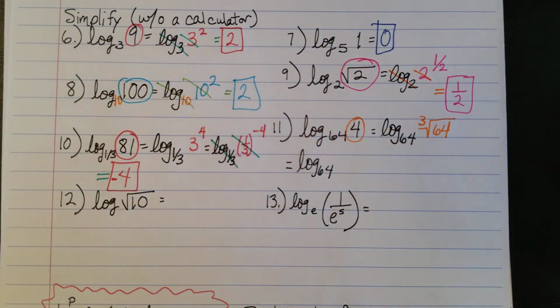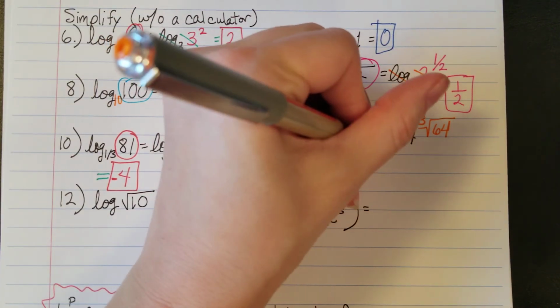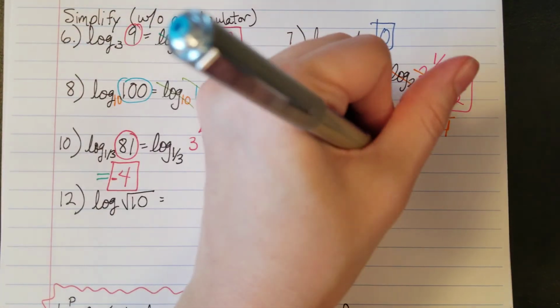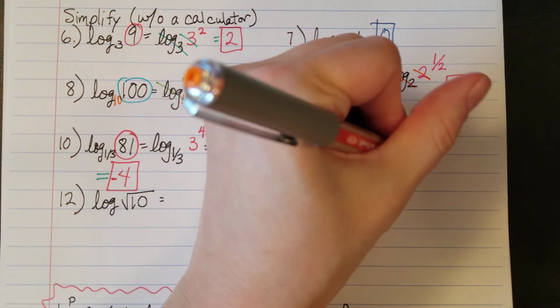So the cubed root is the same thing as the 1/3 power. So it turns out that 4 is the same thing as 64 to the power of 1/3. So then we can cancel this and this, and our final answer is 1/3.